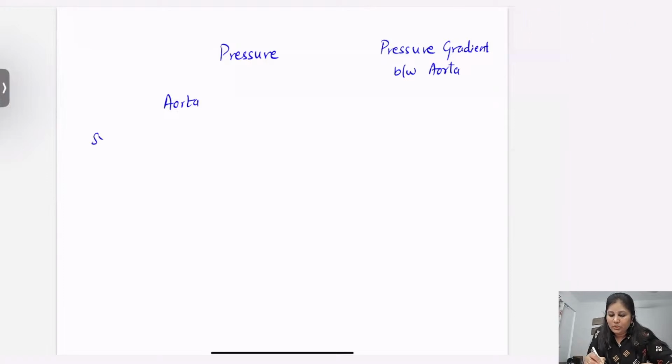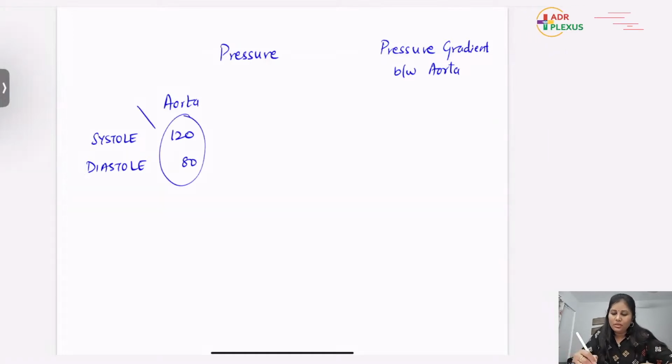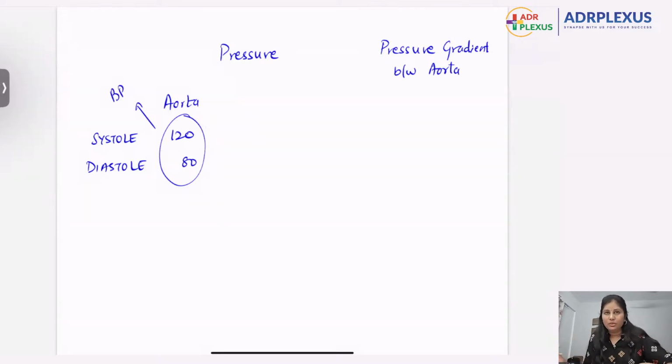Aorta pressure during systole is 120, and during diastole it is 80. Okay, this is nothing but your normal BP, right? Normal BP is 120/80. That is the aorta pressure. Now, what is the pressure in the left ventricle?